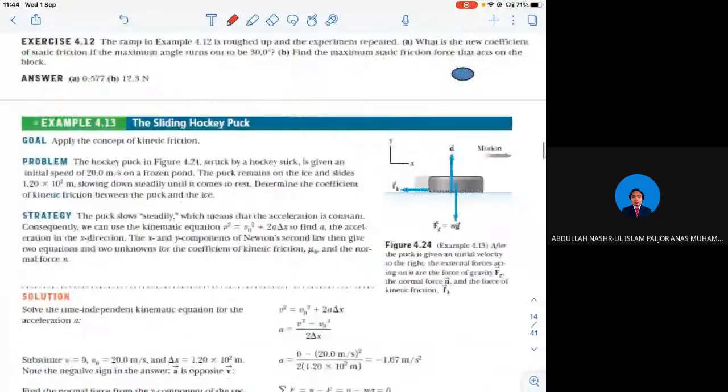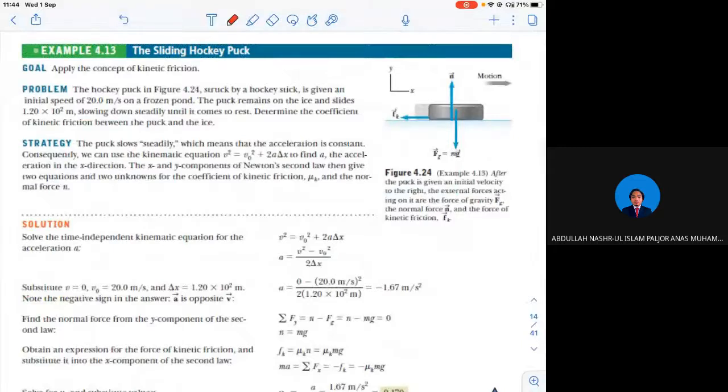Okay, let's look at another example. The hockey puck in the figure, struck by a hockey stick, is given an initial speed of 20 meters per second on a frozen pond. The puck remains on the ice and slides 120 meters, slowing down steadily until it comes to rest. Determine the coefficient of kinetic friction between the puck and the ice. So they need to know what is the mu k.